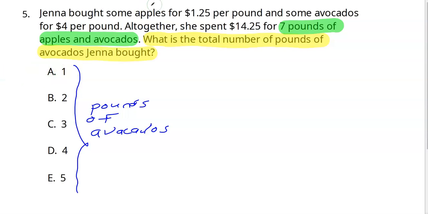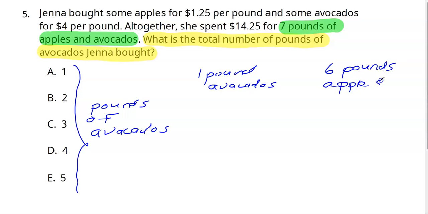So let's say our answer choice is A. Watch how I'm going to do this. This means I bought 1 pound of avocados. Well, if my answer choice is A, then how many pounds of apples did I buy? I bought a total of 7 pounds of apples and avocados, so that means I must have bought 6 pounds of apples, because 1 pound plus 6 pounds is 7 pounds.